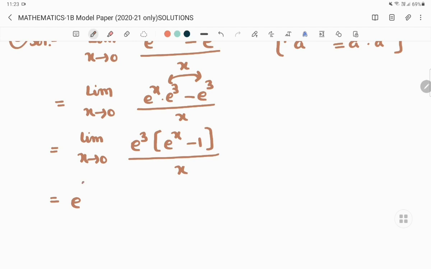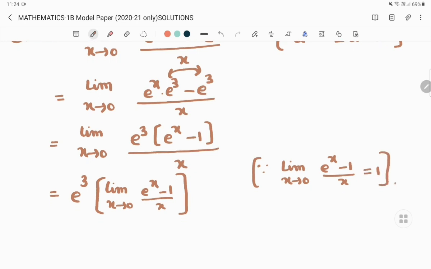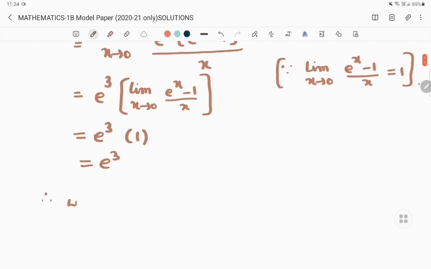So, e power 3 constant we can take outside. Limit x tends to 0, e power x minus 1 by x. We have the formula in standard limits: limit x tends to 0, e power x minus 1 by x is equal to 1. So, e power 3 into 1, which is equal to e power 3. Therefore, conclusion step, limit x tends to 0, e power x plus 3 minus e power 3 divided by x is equal to e power 3.